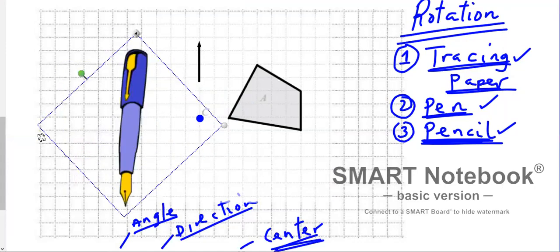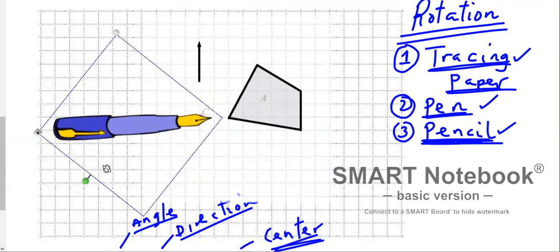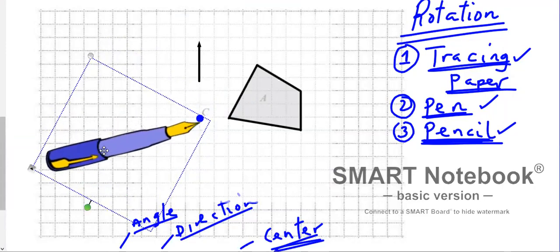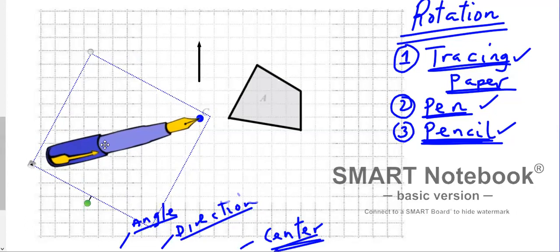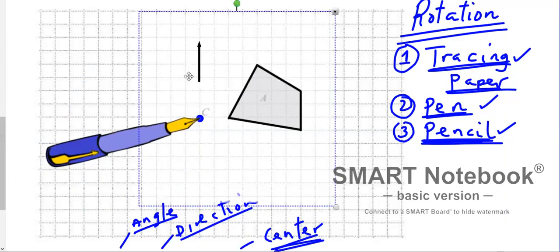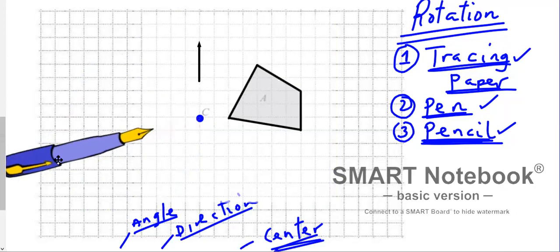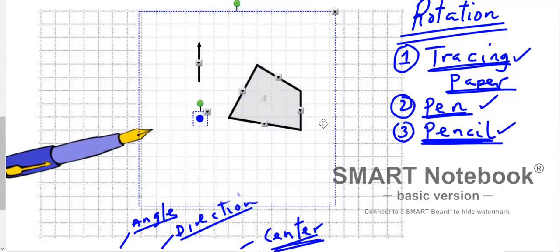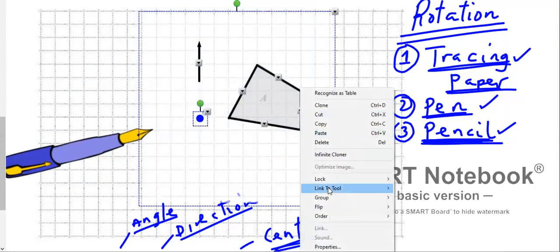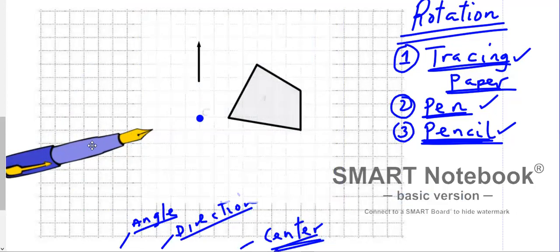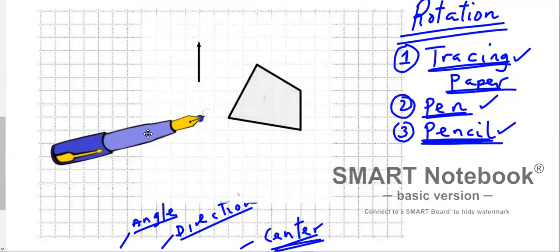To hold the center very strongly, so that when the tracing paper loses the center as we rotate, the pen will be there to remind us where the center of rotation is. Okay? So you need what we call a pen to hold the center of rotation. Once everything is in place, then we are good to rotate.